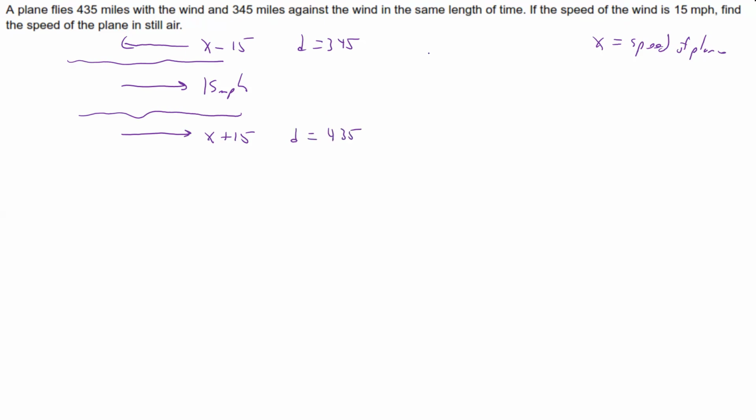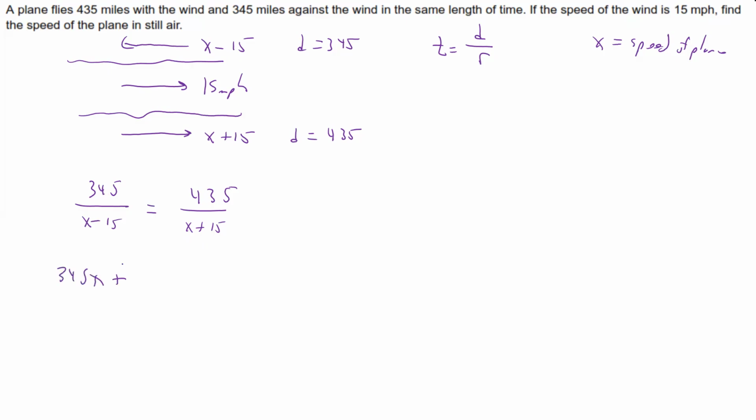Okay. And again, time is equal to the distance divided by the rate. So since the times are equal, we can just set those two proportions equal and we should have the answer. So 345 over our rate of x minus 15 is equal to 435 over our rate, which is x plus 15. Now, again, I'm just going to do cross product. So I'm going to get what?